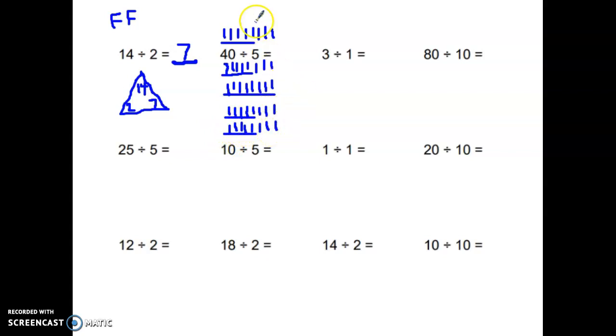Yay, they all match. So 40 divided into 5 groups equals 8, and 8 times 5 is 40. So I'm right.